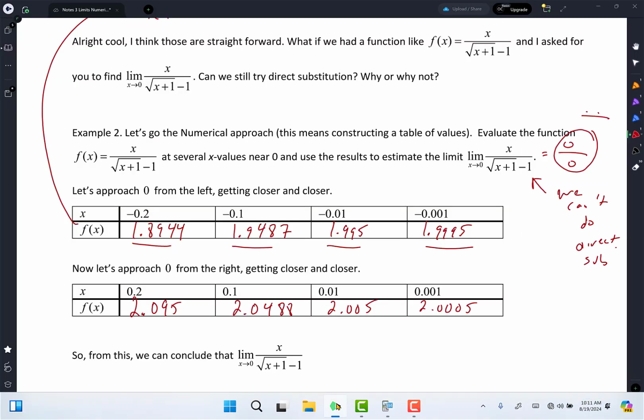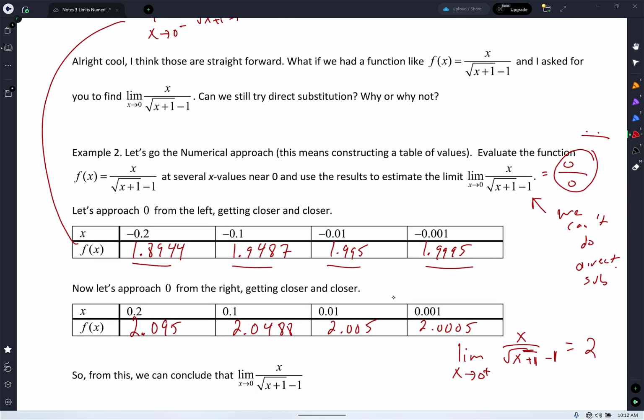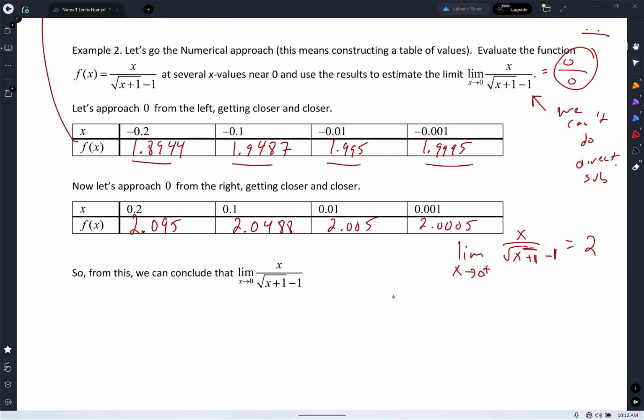So check it out. From the right-hand side, I'm going to write limit as x approaches 0 from the right-hand side of this function, x over square root of x plus 1 minus 1, with the 1 on the outside, equals 2. So from the left and the right, do they approach the same y value? We can conclude that the limit as x approaches 0 for this function is 2. And there it is.